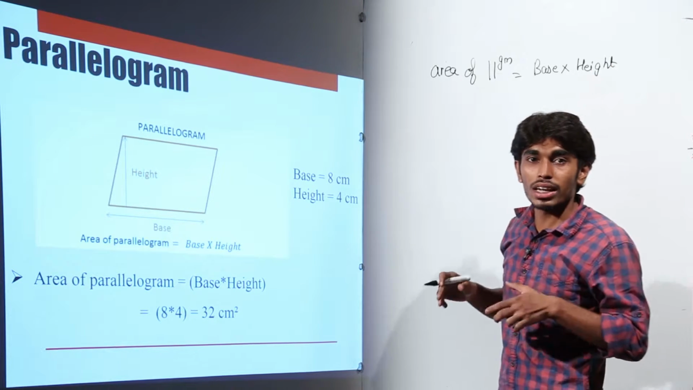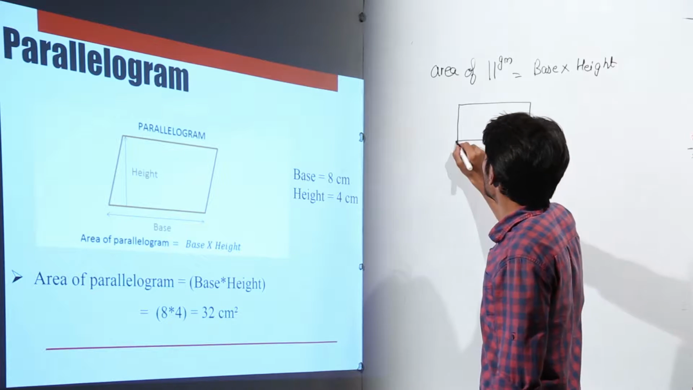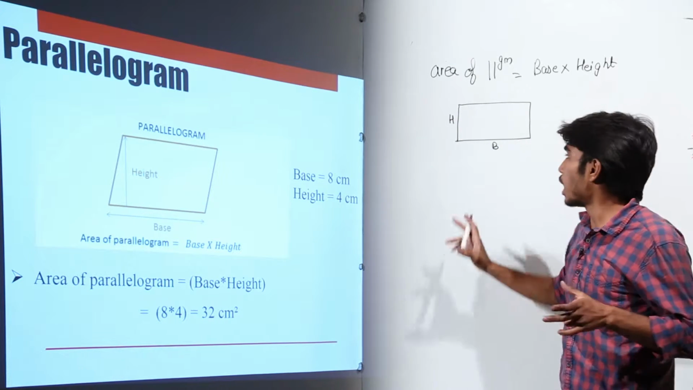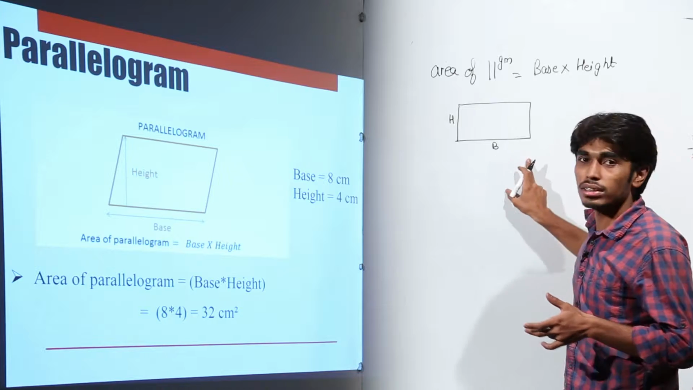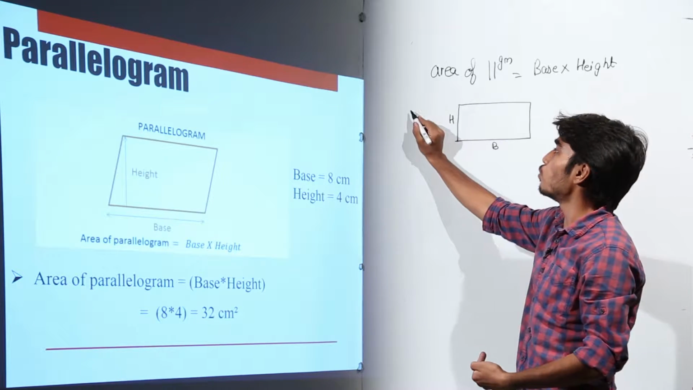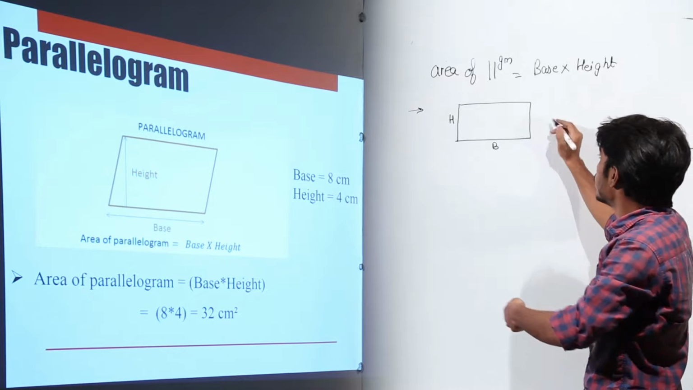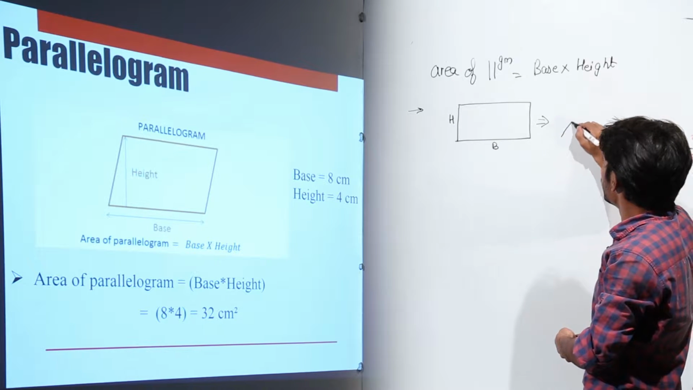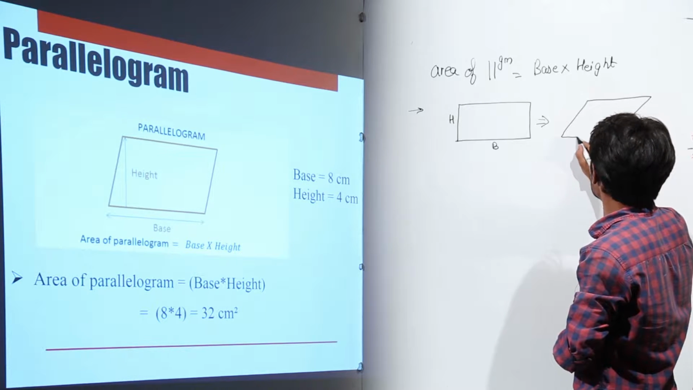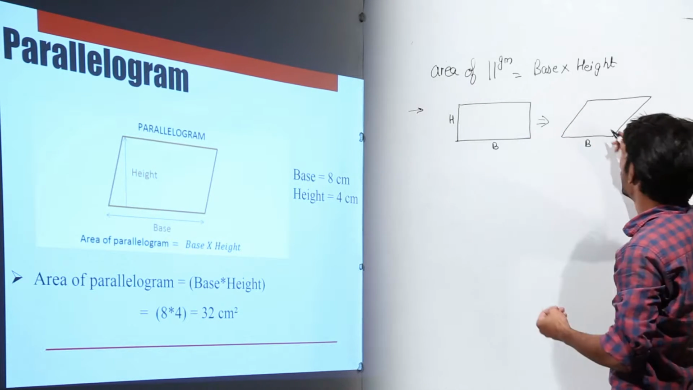Now you might wonder, why is the area of a parallelogram equal to base into height? For example, let's say I'll draw a rectangle. The height of this rectangle is h and the base is b. Suppose I push the rectangle from this edge. I apply some force on this rectangle, keeping the base fixed. Keeping the base fixed, if I apply some force, this rectangle will become somewhat like this. The base is fixed, but the edges have moved.